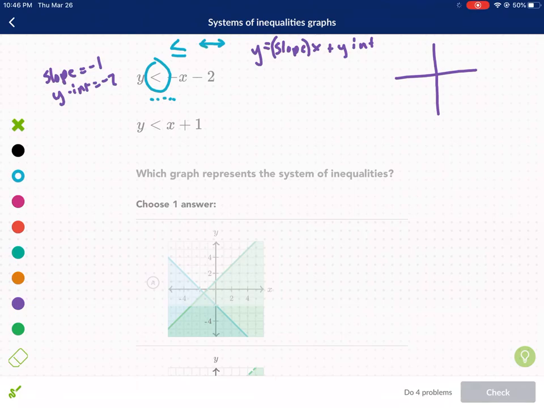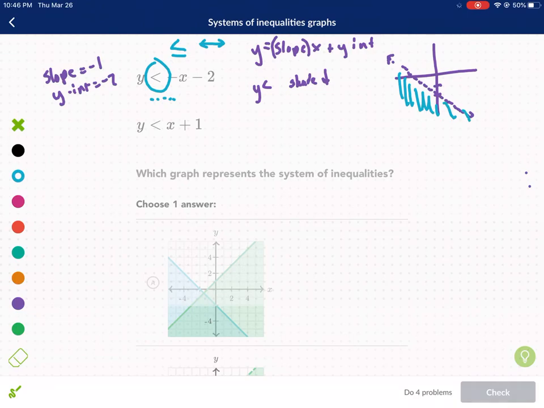So we know we're working with a dotted line. So for the first example, which I'm going to use purple, the first inequality goes through negative 2, 1, 2. It has a slope of negative 1, down 1 to the right 1, down 1 to the right 1. And it's a dotted line. So it's going to look like this. The last piece of information is which way do we shade? Because it's y is less than, we are going to shade below. Shade down, okay? So the first one is going to look like this.